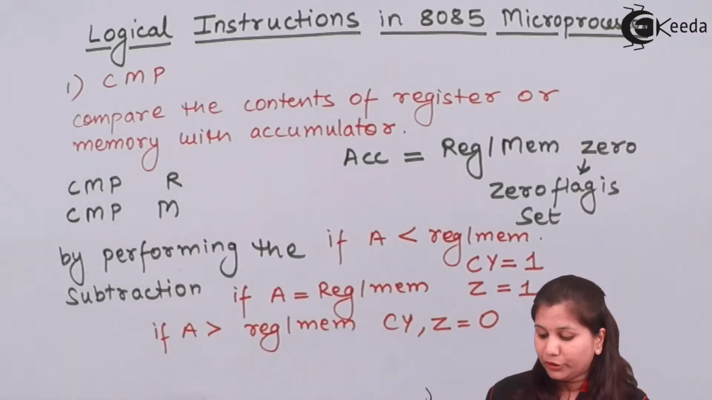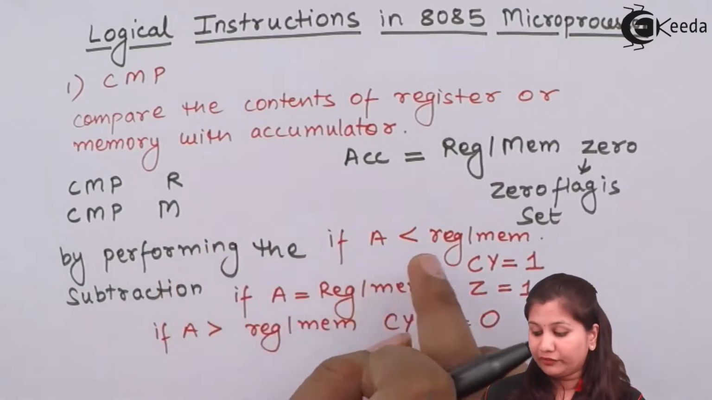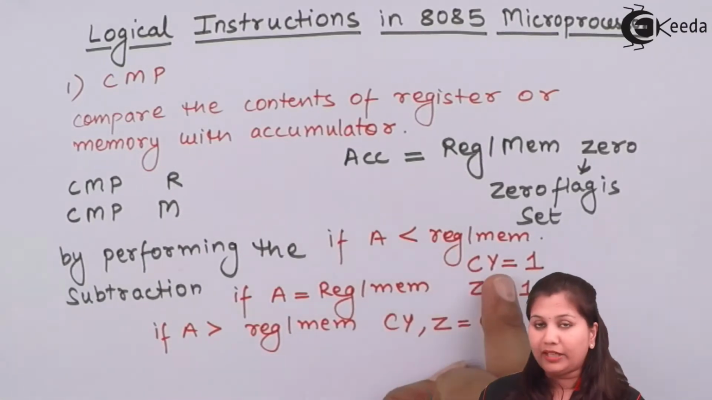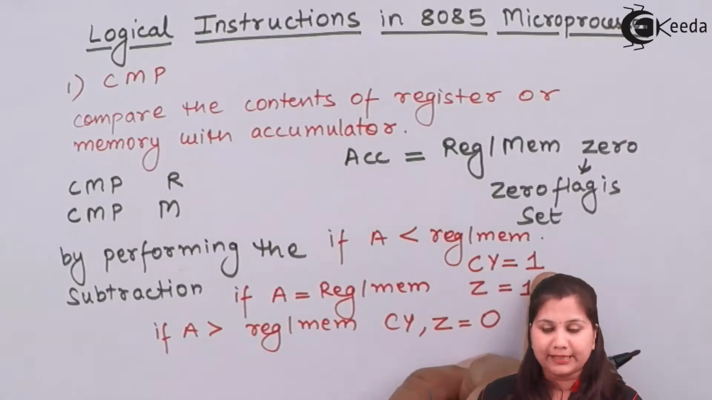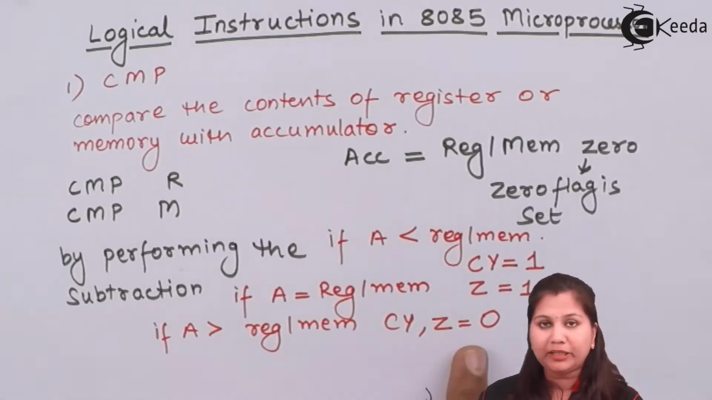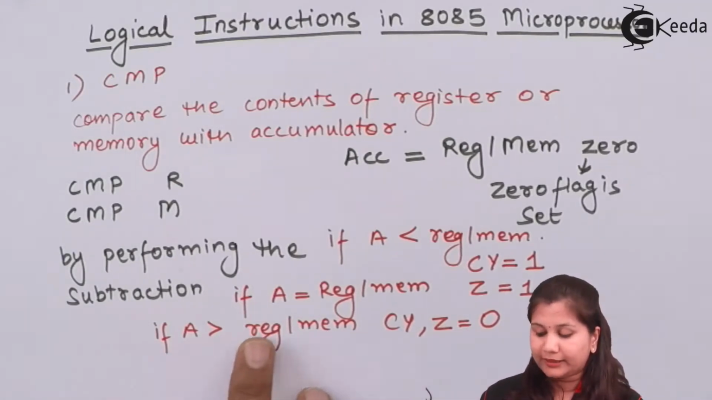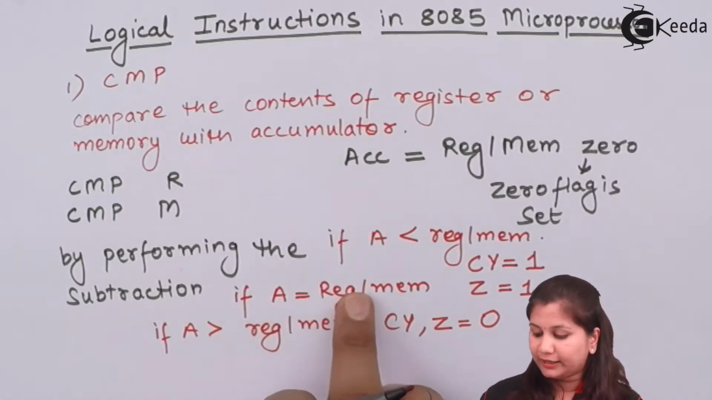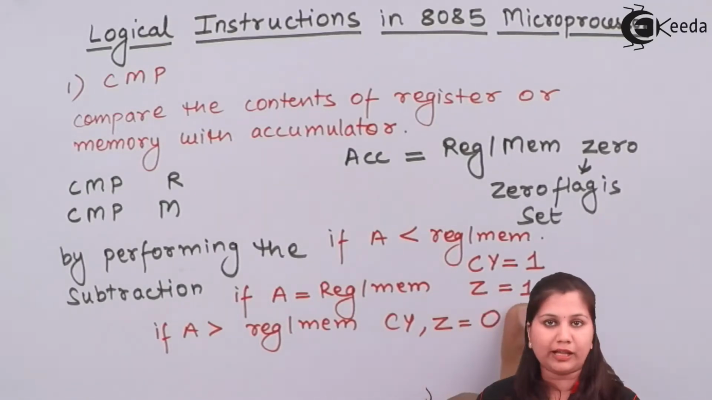Because what we are doing is subtracting the register or memory contents from the accumulator. If the register or memory content is greater, then we have to take a borrow, so carry flag will be set. In the greater case, carry flag will be reset because no borrow or carry is generated, and zero flag is also reset because the contents are not equal to each other, so the result will not be zero. And when the contents are equal, because the result we get is zero in the subtraction, zero flag will be set.